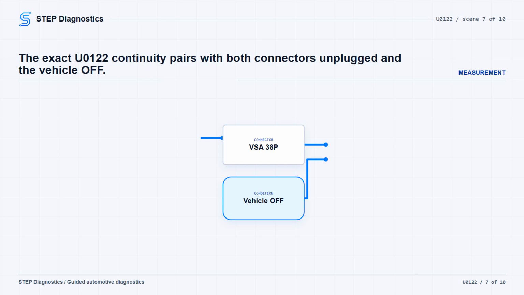38 and real-time AWD control unit 24P connector terminal No. 24 to VSA modulator control unit 38P connector terminal No. 26. The test condition is vehicle OFF, with both of those connectors disconnected. At this point, the decision is simply whether each line has continuity.